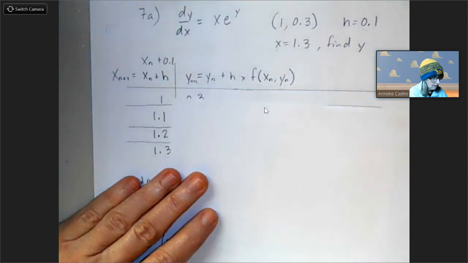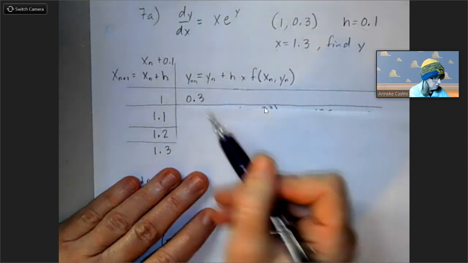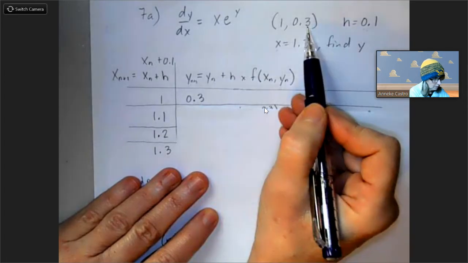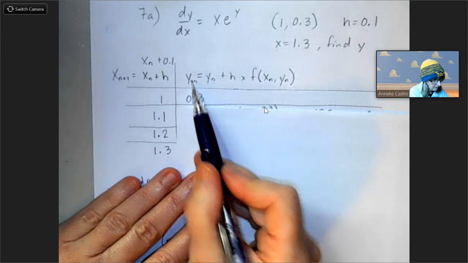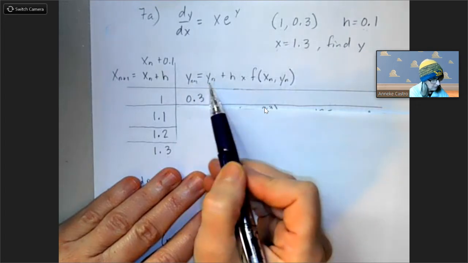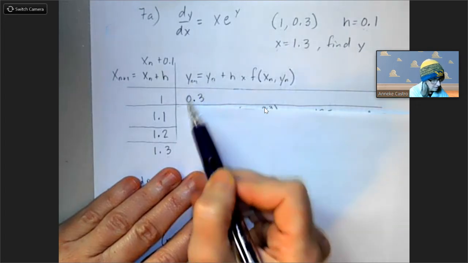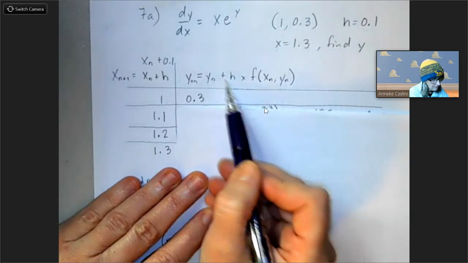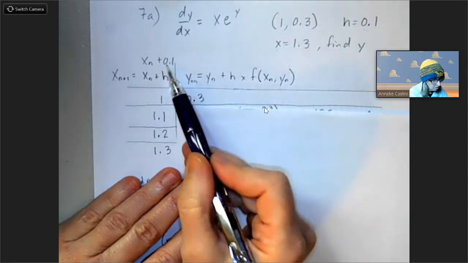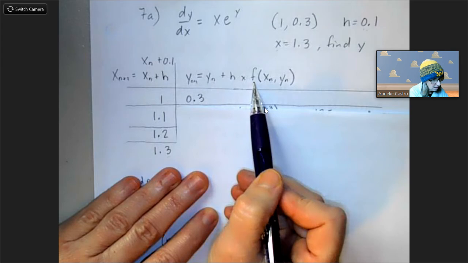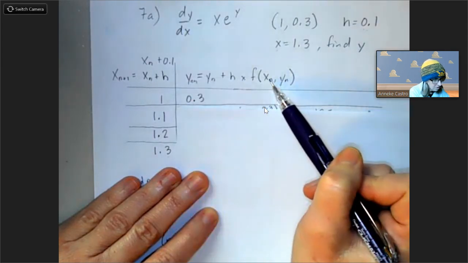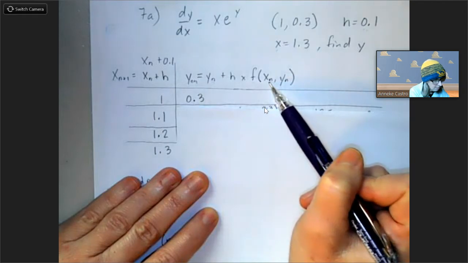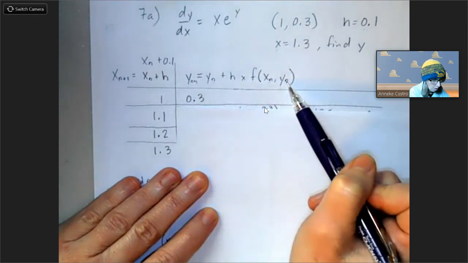Now, to get our y values, we're given the first y value, 0.3. To get the next y value, it's going to be the previous y value, that's this, 0.3, plus h, and h is 0.1, times the derivative, and we're going to be substituting in x sub n and y sub n, which means the previous x and y value.